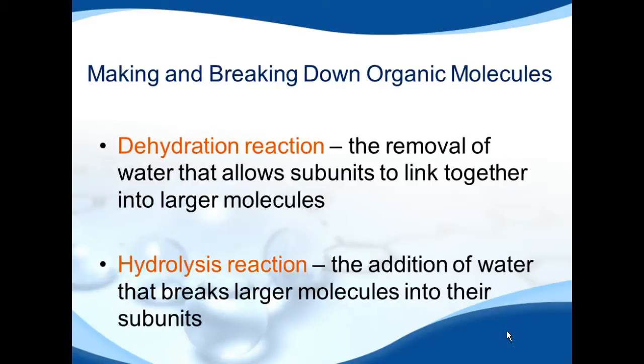So there's a couple different kinds of chemical reactions that we're going to need to know. And here they are right here. So in order to make an organic molecule or to break down an organic molecule, we have to have a chemical reaction. So here are the two big ones. We have dehydration and we have hydrolysis. In a dehydration reaction, water is removed, and that removal of water allows us to link subunits together to form larger molecules. So this is the type of reaction we use to build bigger molecules.